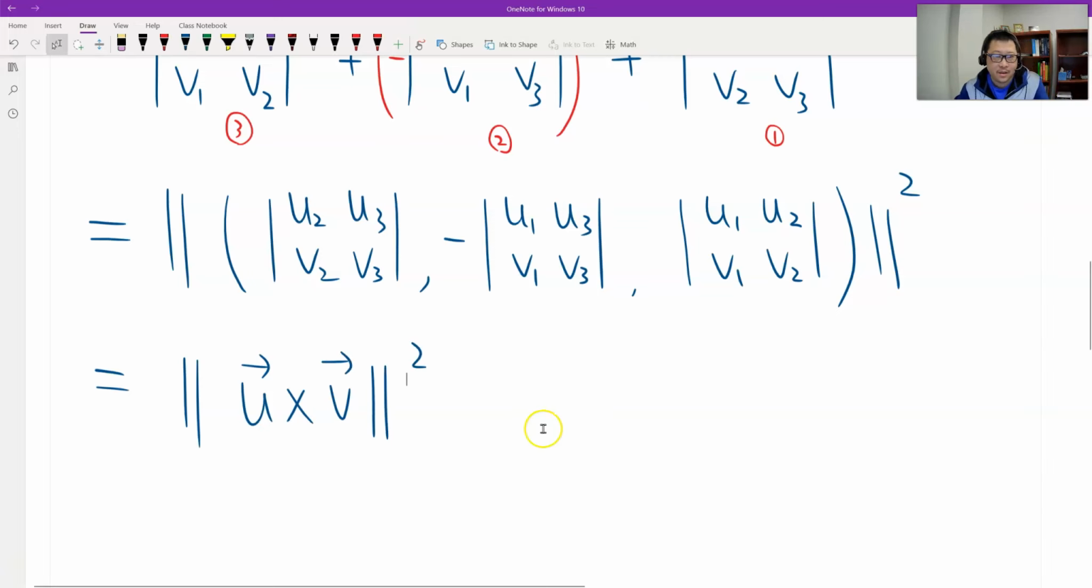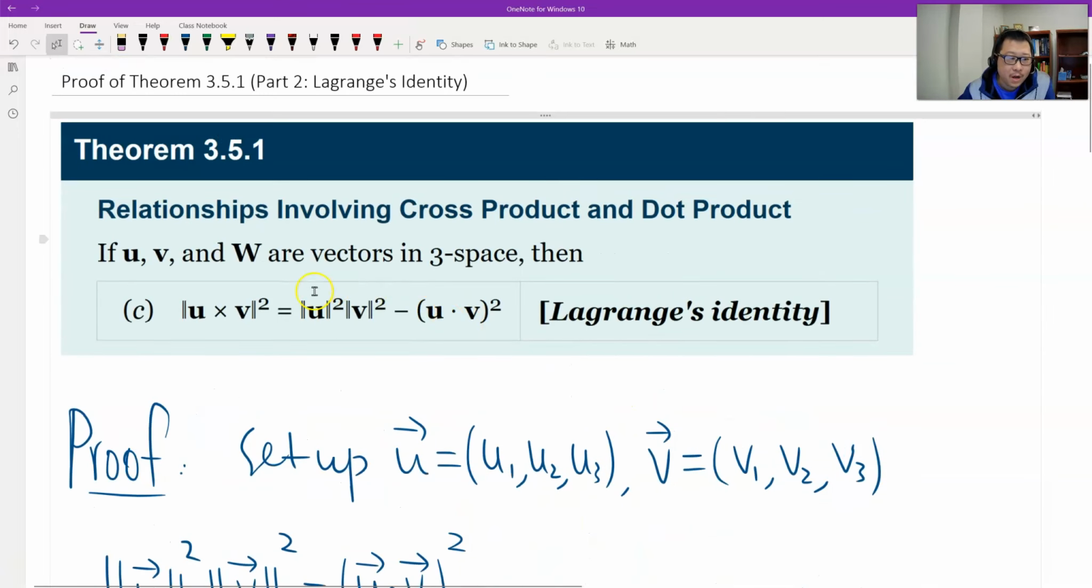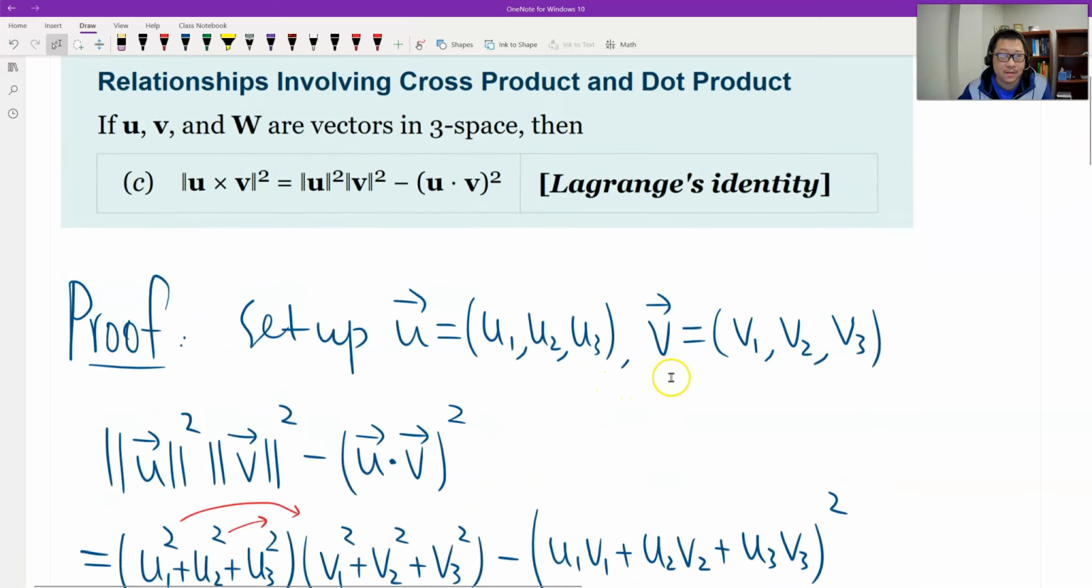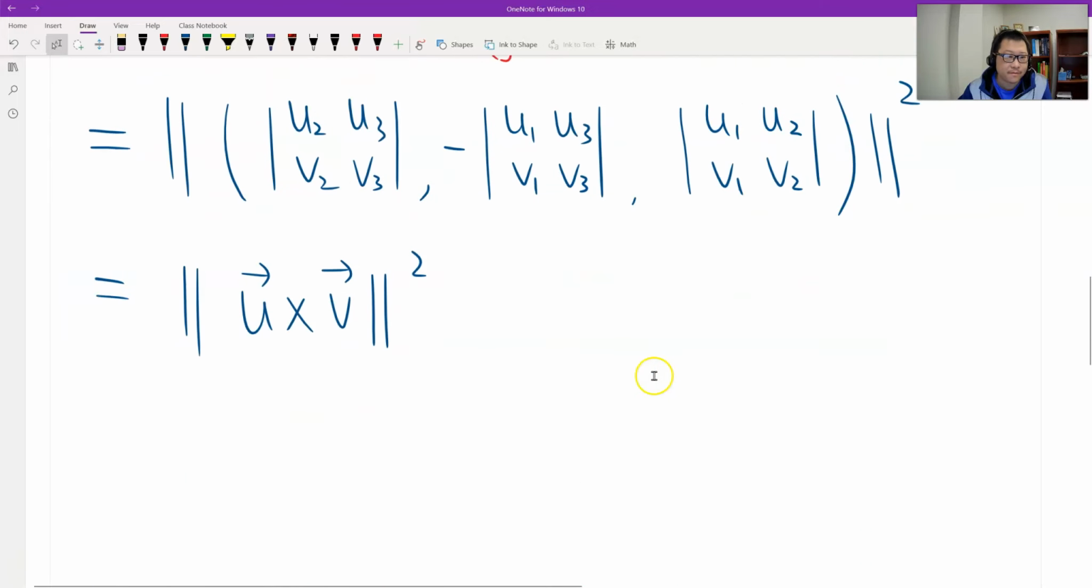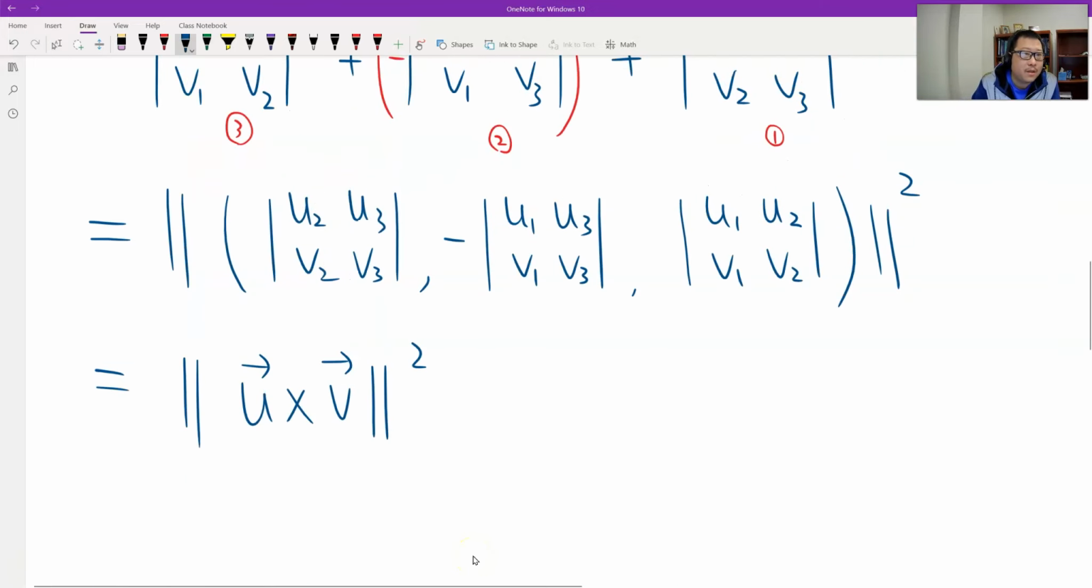So this is the Lagrange. So you look at it. So now we work from the right side and then we get to the left side. So we verify the Lagrange's identity, okay, which is true. Yeah. That's all. Thank you.